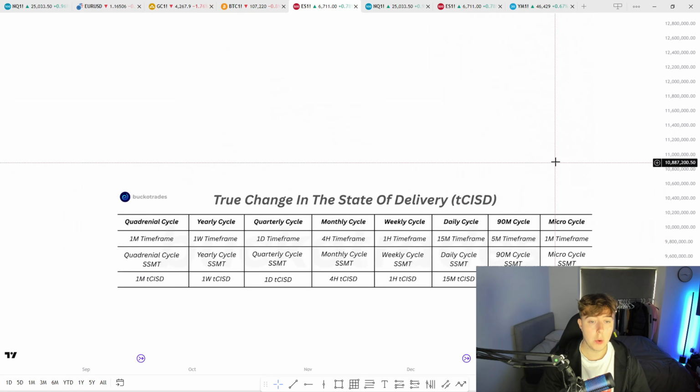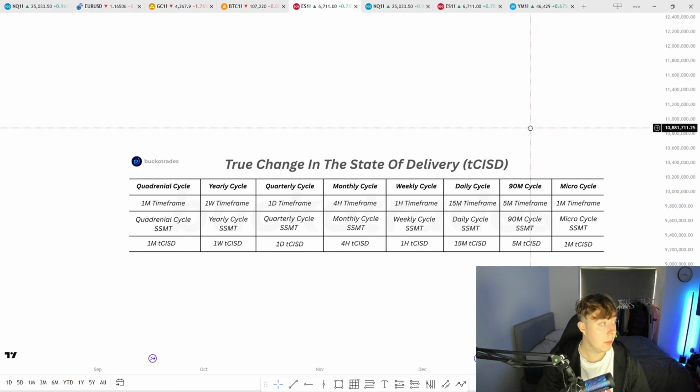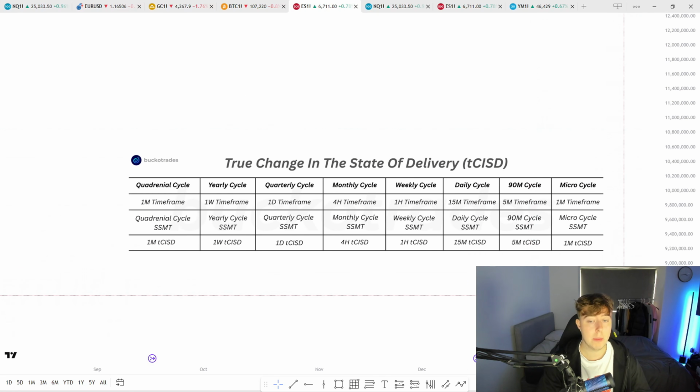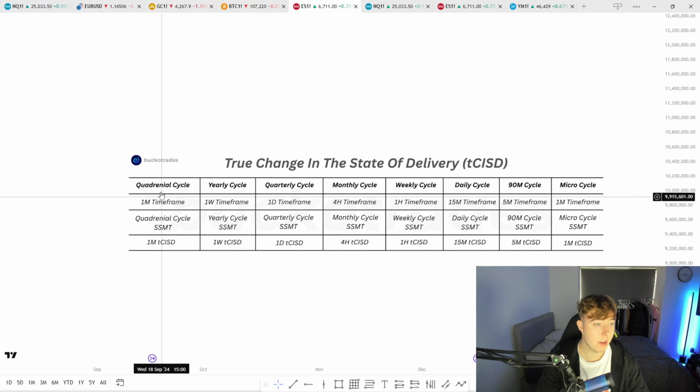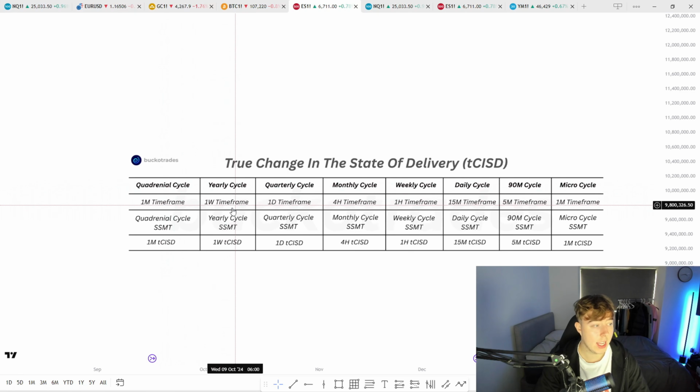Let's go ahead and go over firstly the time frame alignment, because you must be on specific cycles, specific time frames to look for the tCISD, right? So as always, all of the cycles are still the same, all of the time frames are still the same. So, you know, the monthly time frame for the quadrennial, yearly for the weekly, etc., etc.